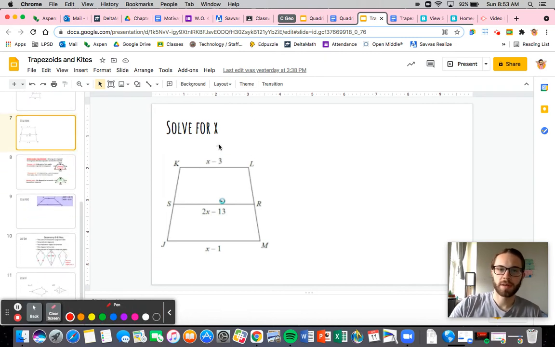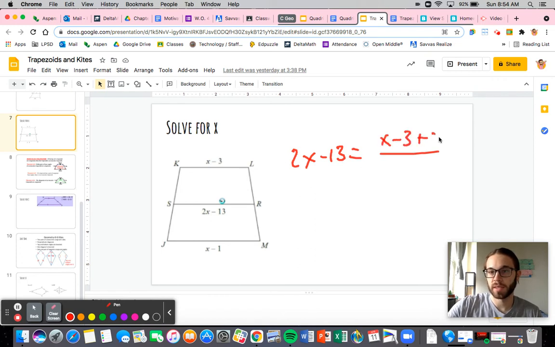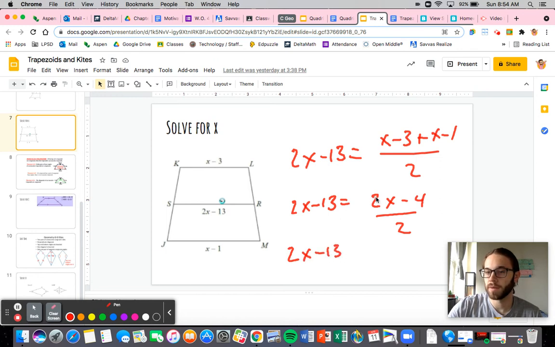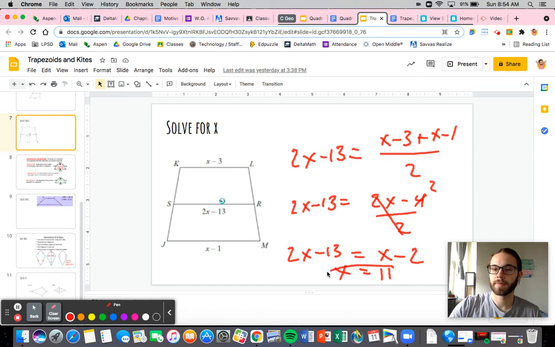All right, so let's solve. We have to solve for x. So we know that 2x minus 13 is equal to x minus 3 plus x minus 1, over 2. So 2x minus 13 is equal to, bringing these all together, 2x minus 4 over 2. So 2x minus 13, right? The 2 cancels and that becomes x minus 2. Subtract that, I get x. Bring that over to the other side, I get 11. And there you have it. So you can use these to solve some different problems relating to the length as well.